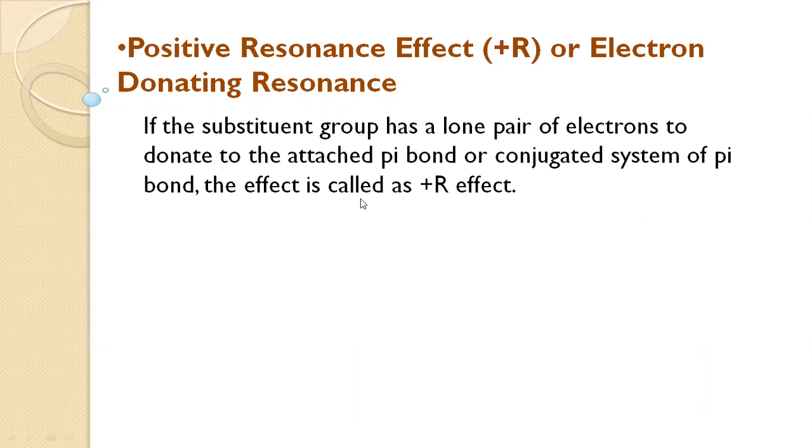There are two types of resonance effect, positive resonance effect and negative resonance effect. The positive resonance effect is also called electron donating resonance. It means that if a substituent group has a lone pair of electrons and donates it to the attached pi bond or conjugated system of pi bonds, this effect is called the positive R effect. Resonance always happens when the system is in conjugation, that is, a conjugated system of pi bonds; only then does the resonance phenomenon take place. So this is the positive resonance effect, also called electron donating resonance.